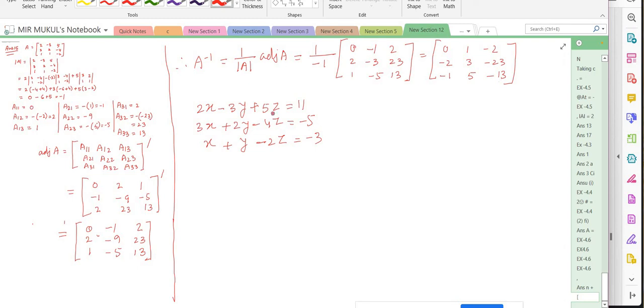Yes, sir. They have separated the values of x, y, and z. No, that's what we are solving. I'm asking, A inverse is correct or not, this part. Yes, sir. Inverse is correct.